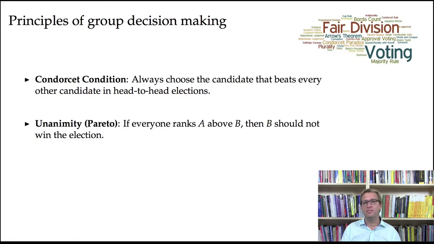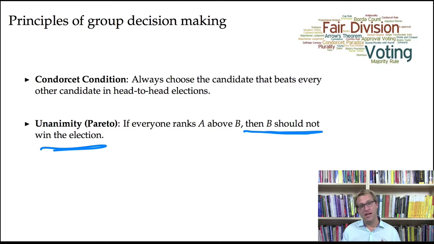Here's another principle, unanimity, or the Pareto Condition. This says that if everybody in your society prefers candidate A over candidate B, so that's a strict preference, meaning that if they were forced to rank those two candidates, they would all rank candidate A above candidate B, then B definitely should not win the election.